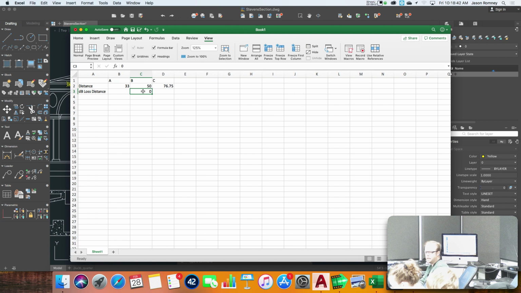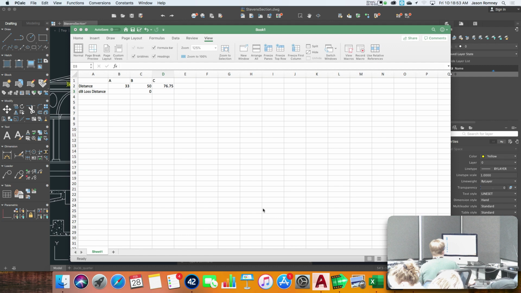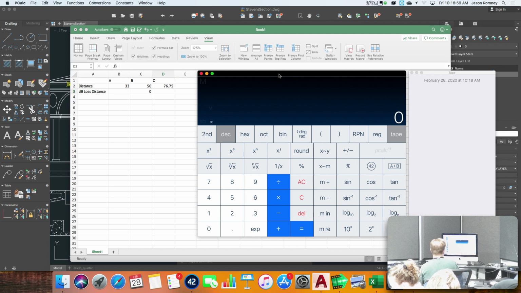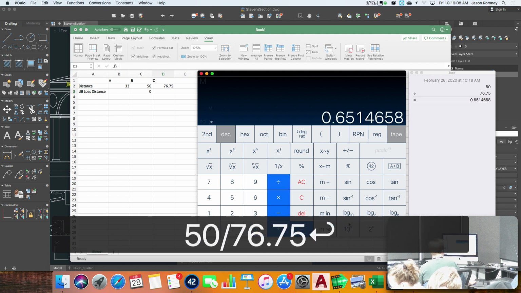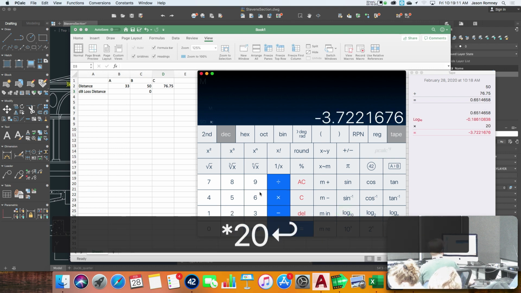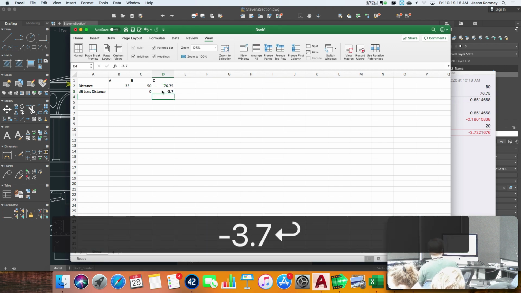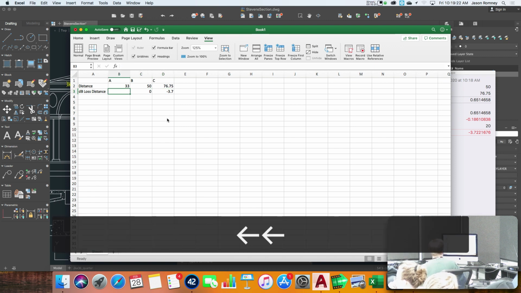Given that C is now 76.75 feet away, let's do that math real quick. What would be the dB difference between something that has traveled 50 feet and something that has traveled 76.75 feet? I would just do 50 divided by 76.75, log 10, times 20. So seat C will be minus 3.7 dB quieter, just because it has to travel a little bit farther. Now, seriously, math still works that way?